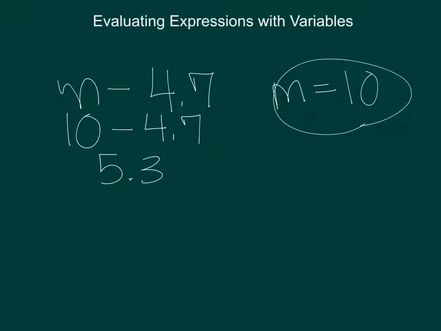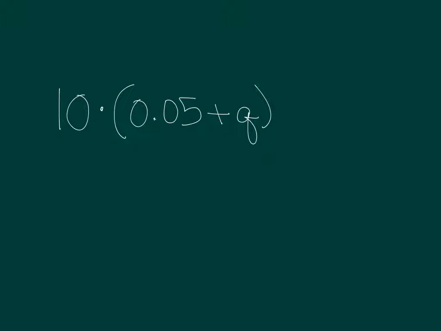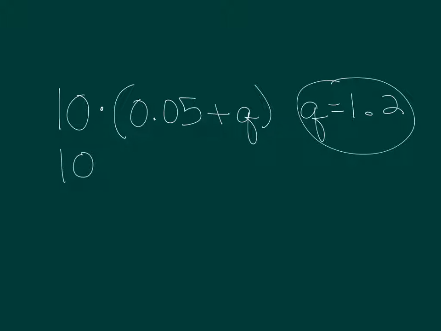Here's another example. Sometimes you have to evaluate an expression and use the order of operations. Here we have 10 times the sum of 5/100 plus q, where q is equal to 1 2/10. First thing I do is substitute 1.2 wherever I see q. Everything else stays exactly the same.